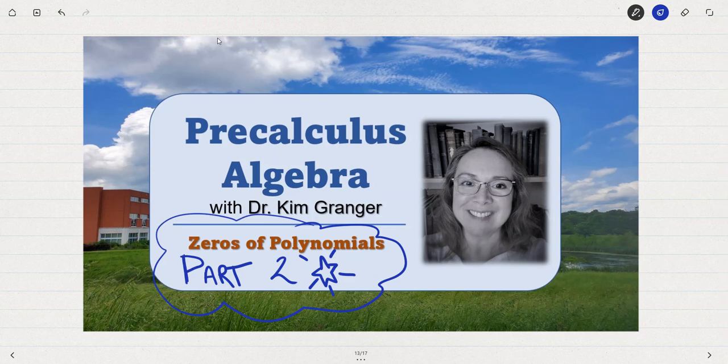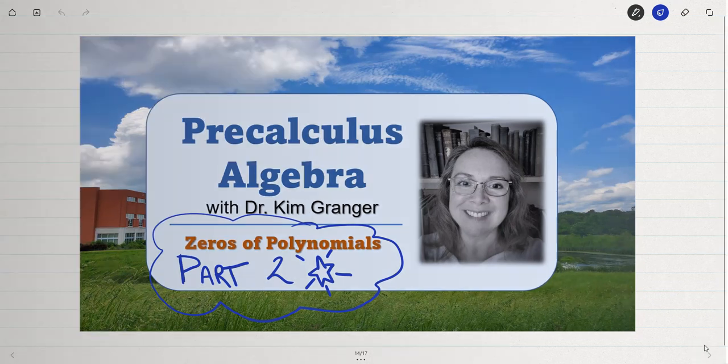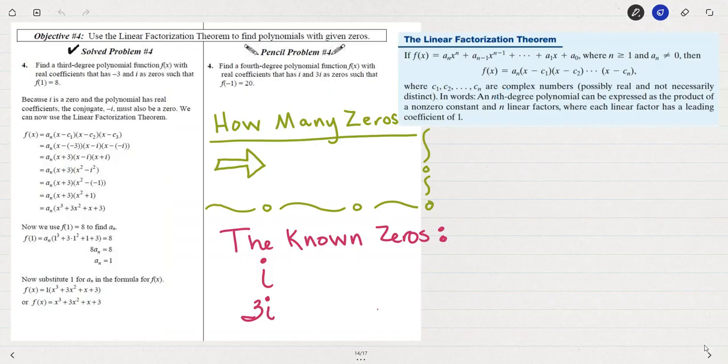In this pre-calculus algebra video, we'll look at more examples of finding zeros of polynomials and related topics. What we've already done is looked at finding some zeros and using some different techniques to find those zeros. What we're going to look at in example 4 is finding the polynomial when we are given the zeros. So here we're given that i and 3i are zeros, and we're given that f of -1 is equal to 20. We can use that information to work backwards using the linear factorization theorem and find the polynomial.